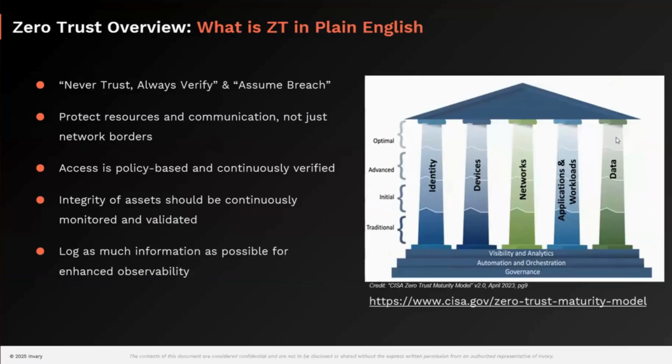So what is it in plain English? You may have heard, never trust, always verify, and assume breach. Those are the two key phrases, so to speak, that we associate to zero trust nowadays. And this model is really built for the world that we live in now, right? It's cloud first, remote work, APIs are everywhere.